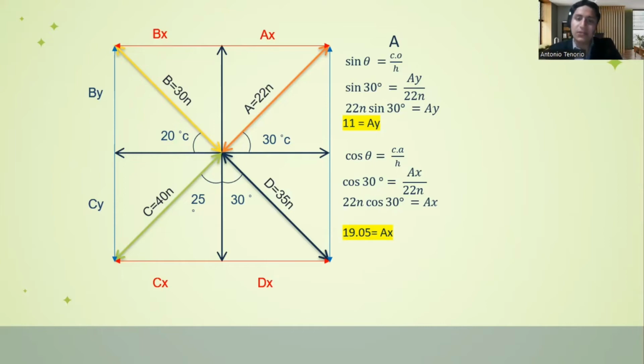for vector B it is the same as vector A, but the results are negative because it is on the negative side of the Cartesian plane. When the vector goes to the negative side of the Cartesian plane, the result is negative.